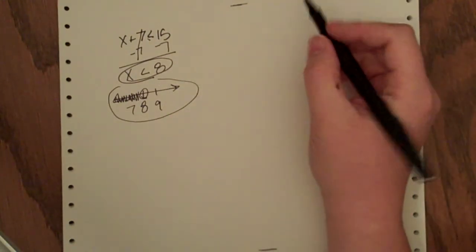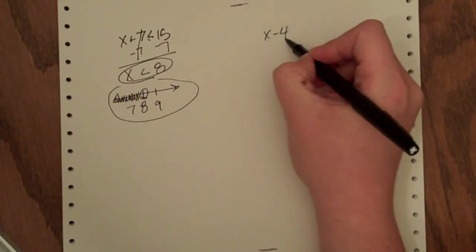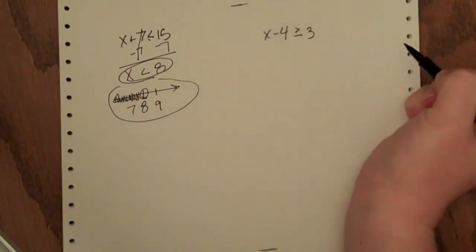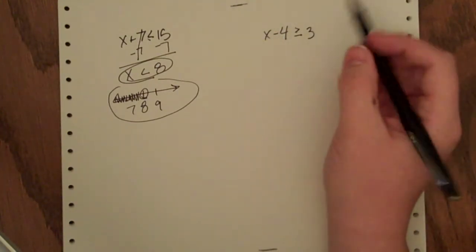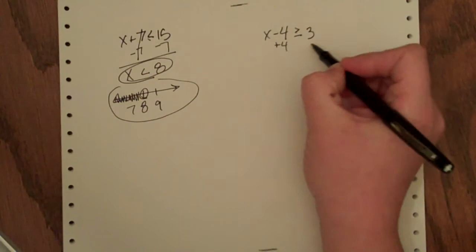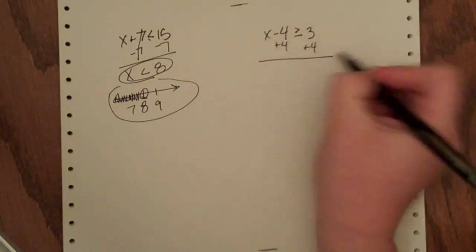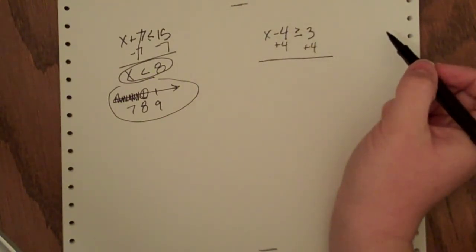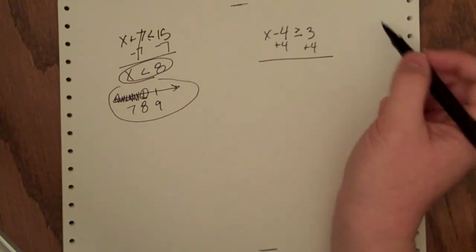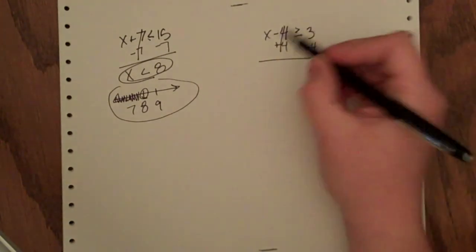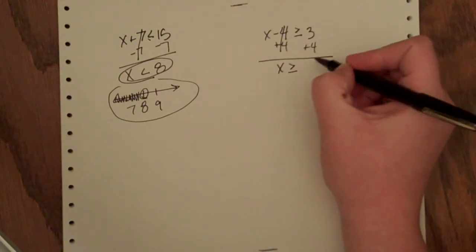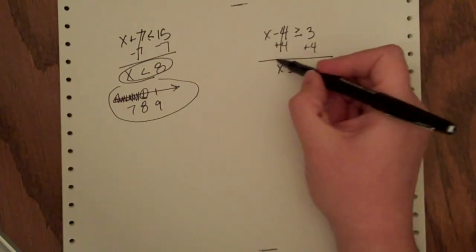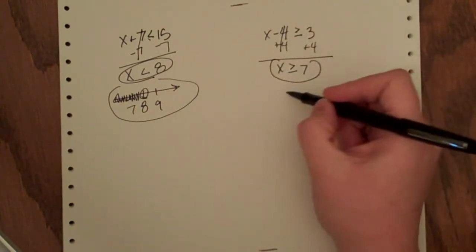The next example we'll look at would be x minus 4 is greater than or equal to 3. In this case, our x is having 4 subtracted from it, so we need to add 4 to both sides of the inequality, just like we would if this was an equation, in order to solve for x. So our 4's here are going to cancel out, leaving us with just an x on the left-hand side. We bring down our sign, greater than or equal to. 3 plus 4 is 7. So our solution is x is greater than or equal to 7.